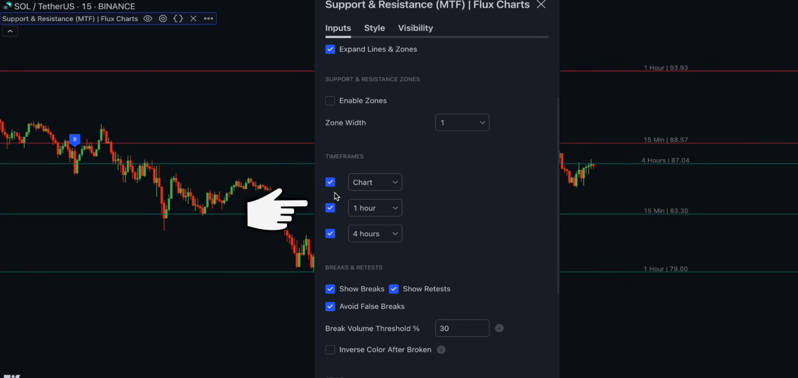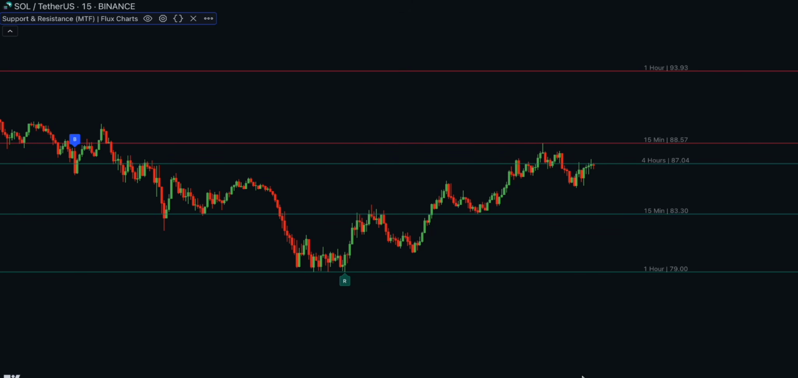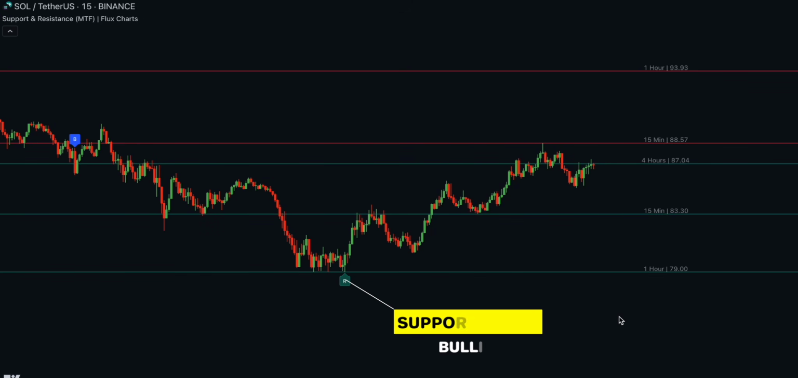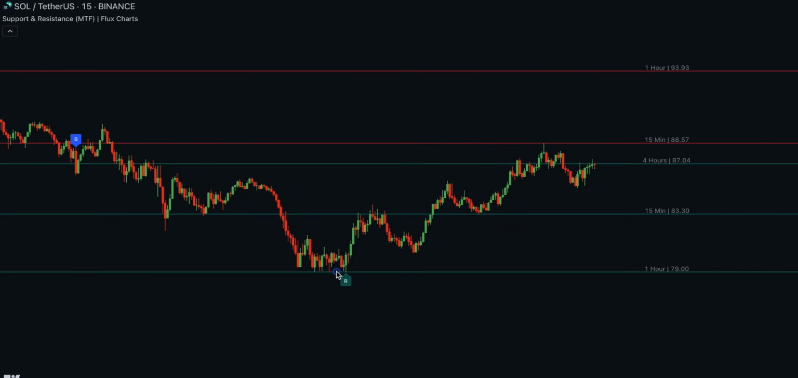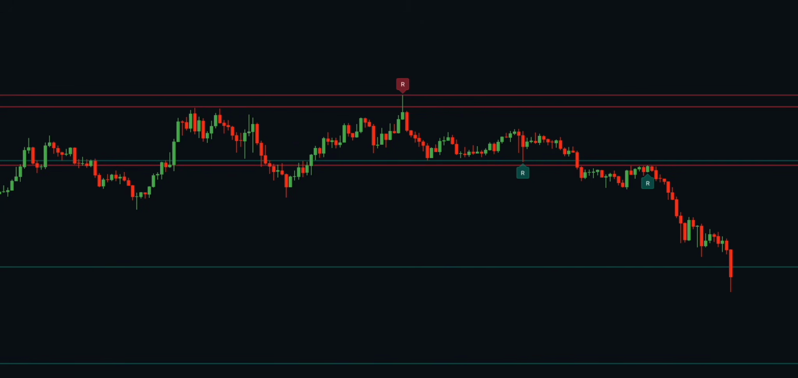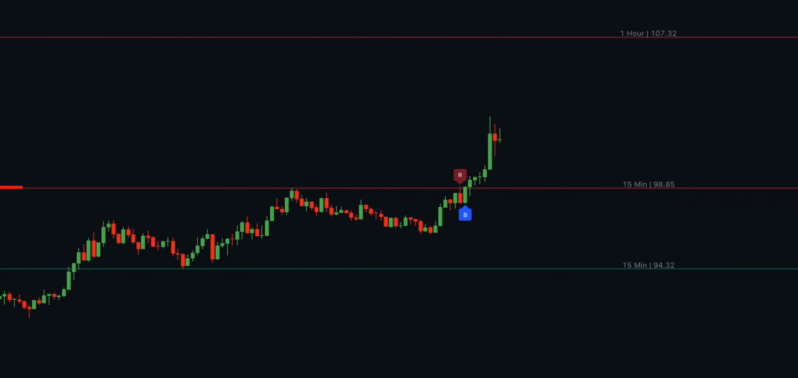In the indicator's inputs, you can select up to 3 different time frame levels to be displayed on the chart. This indicator also provides signals for support and resistance breaks and retests. A bullish retest occurs when price revisits a key support level without exceeding it. A bearish retest, on the other hand, happens when price revisits a resistance level without closing above it. A breakout takes place when the price crosses and closes above or below the key levels. Having this indicator in your strategy will provide additional confluences about price action, which will result in better trading decisions.